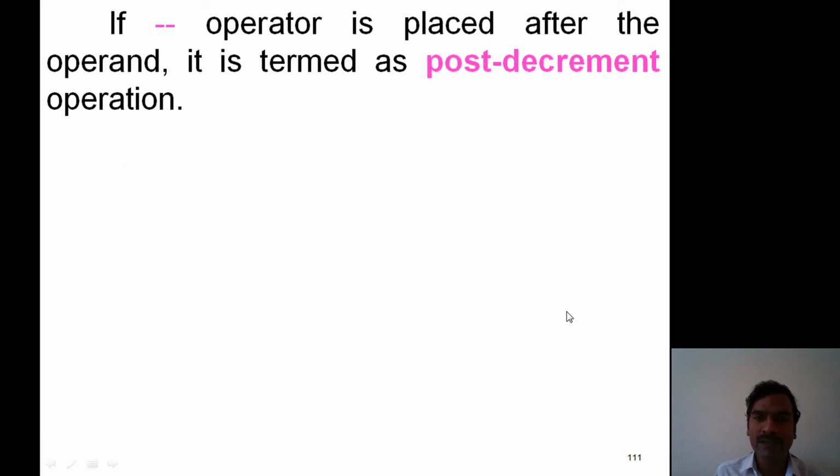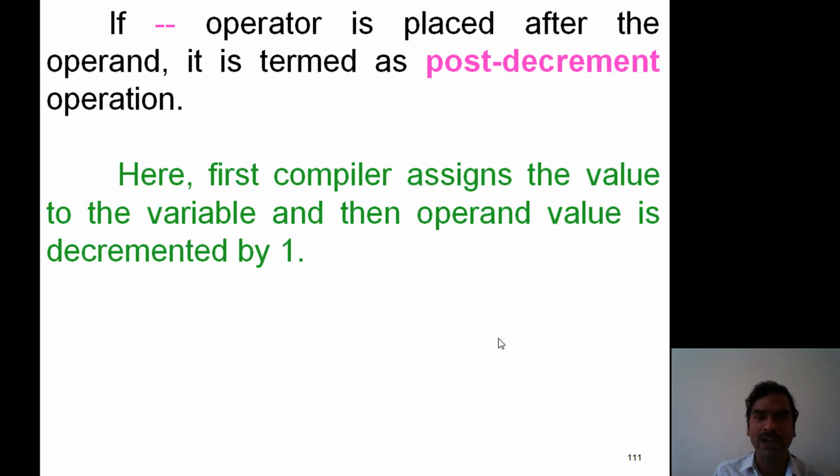Then post-decrement operation. If the minus minus operator is placed after the operand, then it is termed as post-decrement operation. In post-decrement operation, first the compiler assigns the value to the variable and then the operand value is decremented by 1. So first assign the value, then the operand value is decremented by 1.